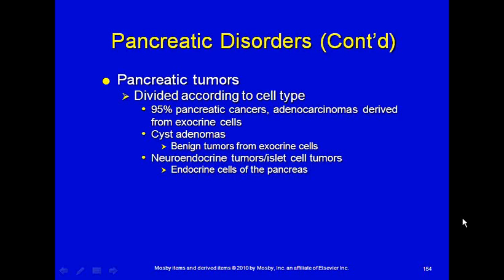Cystadenomas are benign tumors that are the result of infection and the exocrine cells that cause these cysts. And then neuroendocrine tumors, or neuroendocrine islet cell tumors, are endocrine cells of the pancreas causing those tumors. And if you remember, the endocrine cells would be those cells in the pancreas that secrete insulin and glucagon.